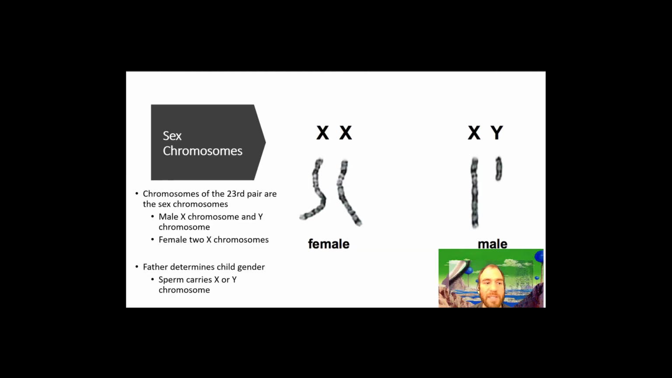So looking at sex chromosomes, the chromosomes of the 23rd pair are the sex chromosomes. Males have an X chromosome and a Y chromosome. Females have two X chromosomes. And the father determines the child's gender. The sperm carries either an X or Y chromosome. And to the right, you can see a figure of the male and female chromosomes.